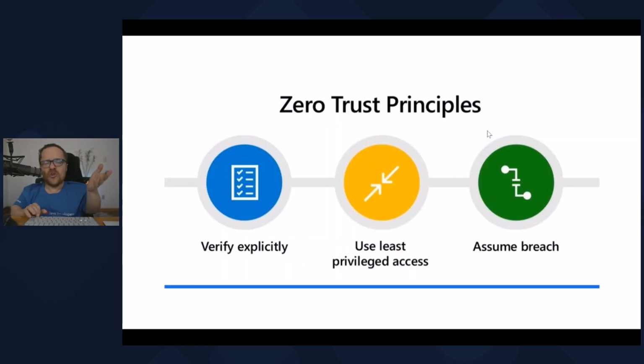But you also, at the same time, don't want to include security risks. And one of those really hard things to do is get rid of your secrets. So you want to verify explicitly. You want to make sure you know who and what is logging in and using your system. You want to use least privilege access. And you want to assume a breach. You want to make sure that everything is locked down.